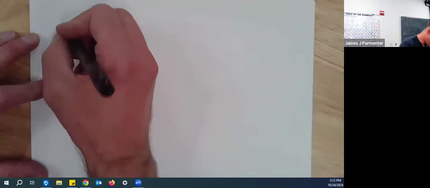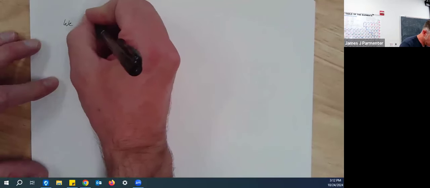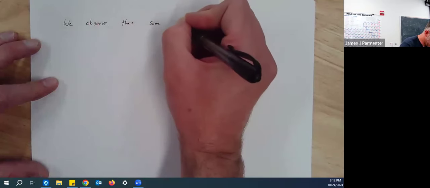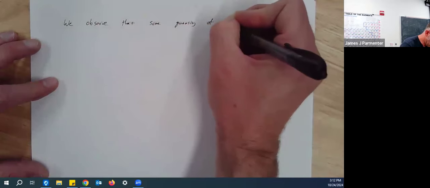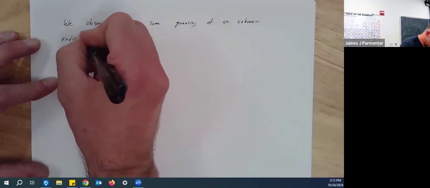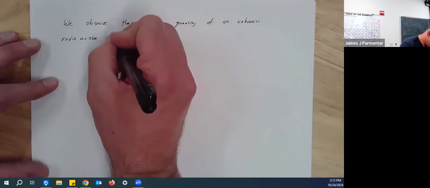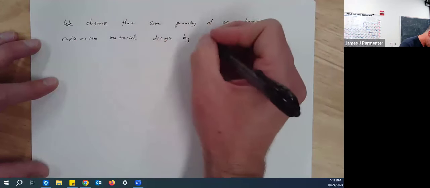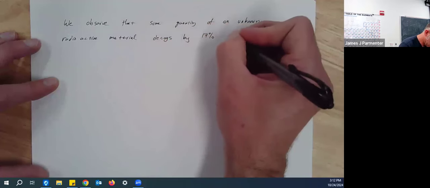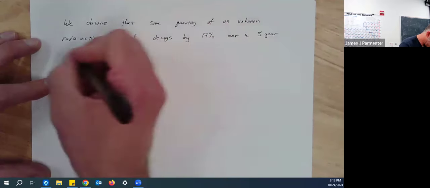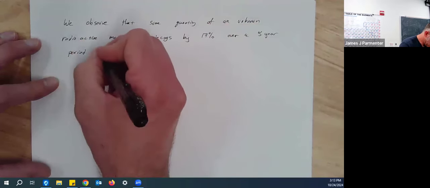Okay, that said, let's try to make it confusing. So we observe that some quantity of an unknown radioactive material, I'm going to write it really terribly, decays by 17% over a 5-year period. What is the half-life?